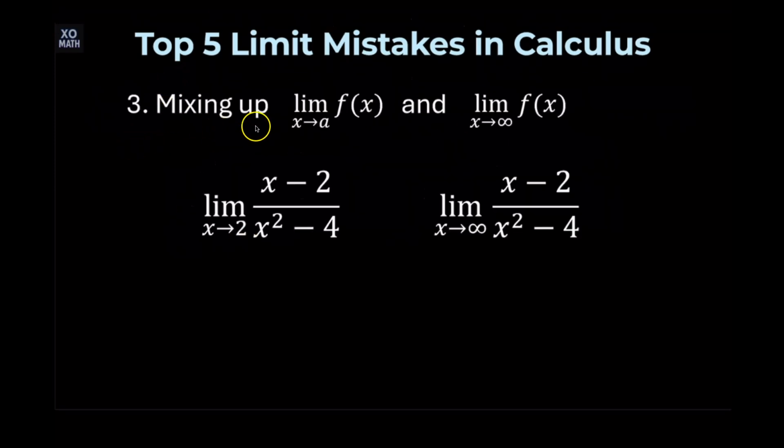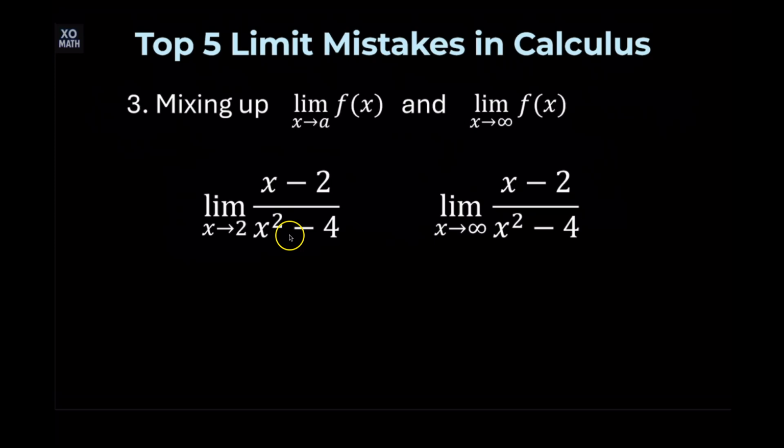Number 3, mixing up the type of limit. The limit as x approaches a number of f of x and the limit as x approaches infinity of f of x are asking for two different things. This first one we've looked at already. Here we're looking at the limit as x approaches the number 2.